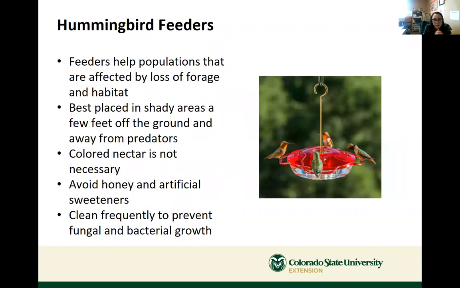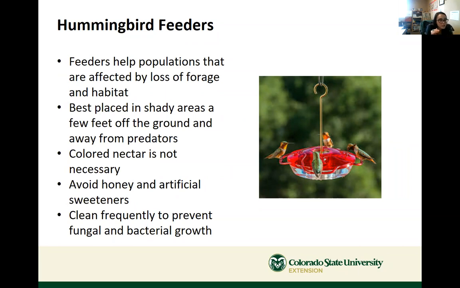Feeders absolutely are helpful to populations, especially if they're being affected by loss of forage and loss of habitat. Like I said, place it in a shady area, away from predators, aka cats, and other mammals that might be a threat to the birds. And this is another big thing that I wanted to stress.